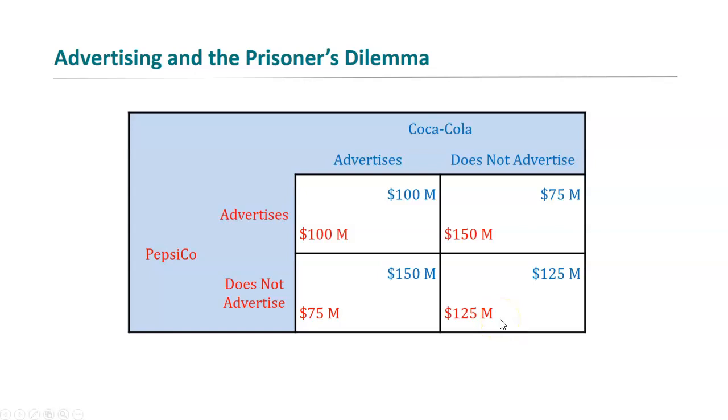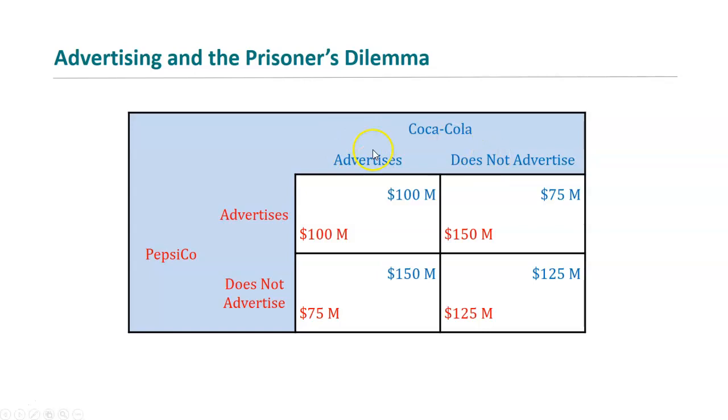But the problem is, if I know that my competitor is not going to advertise, so if I am Pepsi and I know that Coke has agreed not to advertise, then I know that we're in this column, the Coke does not advertise column, and I actually have an incentive then to go put up a billboard. Because if I put up a billboard when Coke doesn't, then I steal some of their customers, I get $150 million, they are left with just $75 million. And so I have an incentive to deviate from the plan. But I don't know that Coke is not also going to deviate.